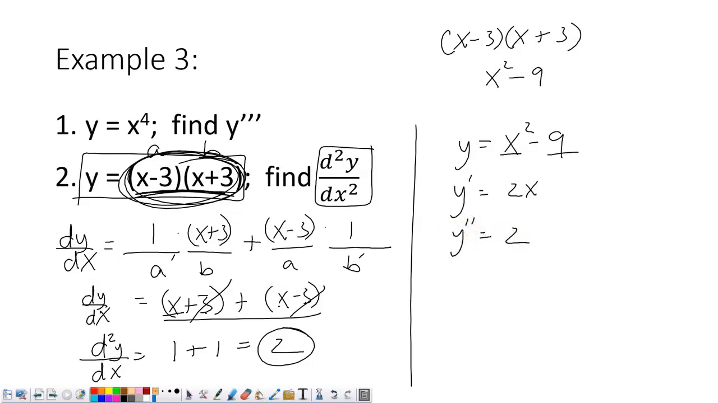So we're learning so many rules, it kind of gets to a point where you guys actually have various options for how to do things. Okay? So on this one over here, we did the product rule. Over here, we just had to do the power rule twice.